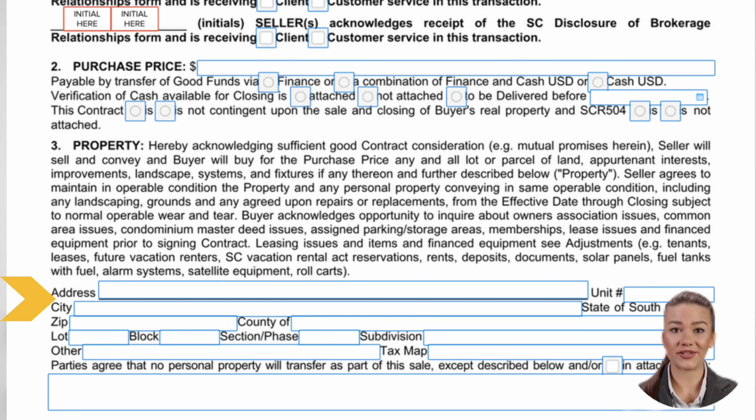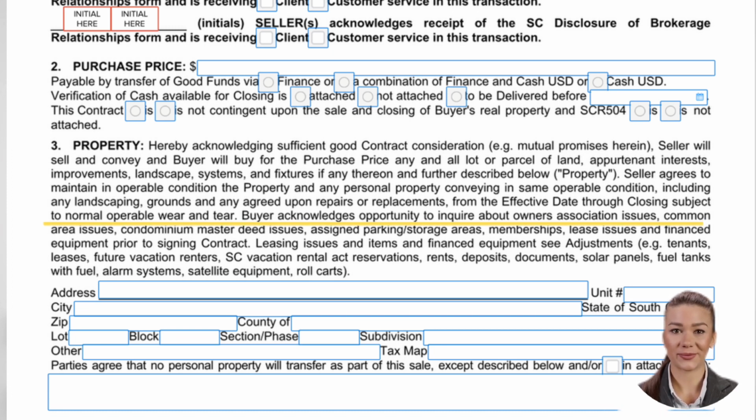Section 3 will ask for the property address, subdivision, and tax map number. You will also want to make sure you list the appliances that transfer with the sale. You will find language regarding maintaining the property and any personal property conveying in operable condition, including any landscaping, grounds, and any agreed upon repairs or replacements, subject to normal operable wear and tear from the effective date through closing.